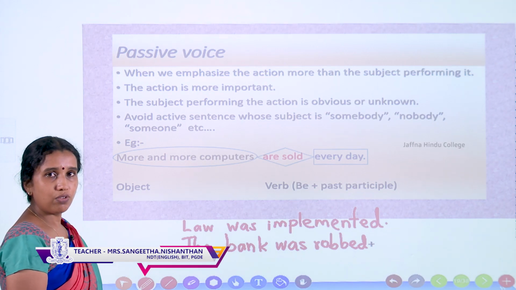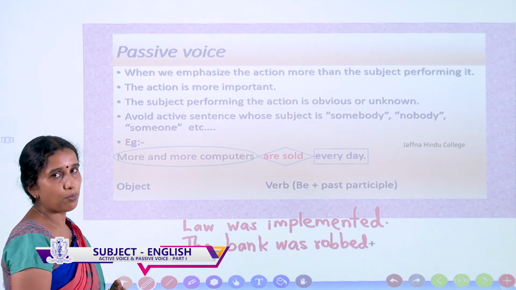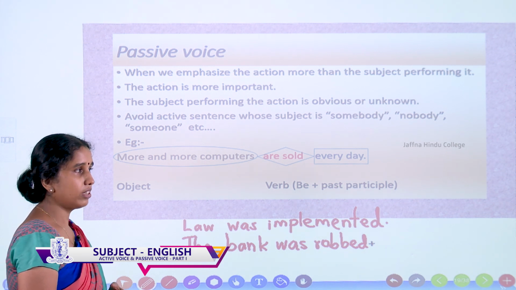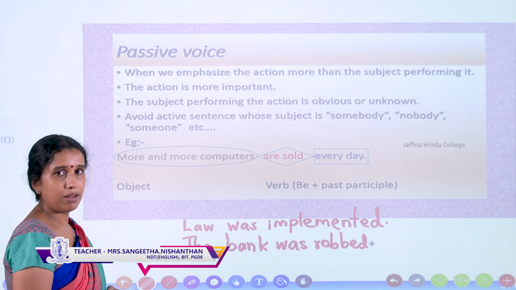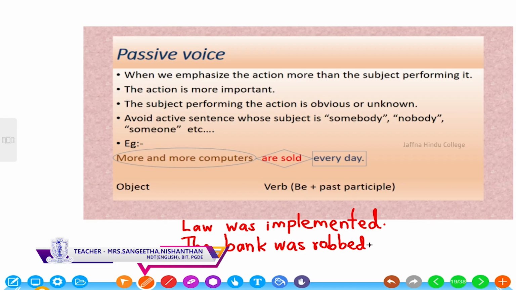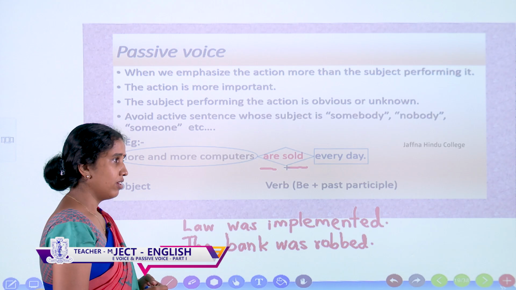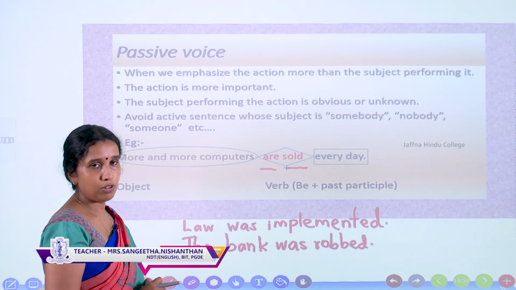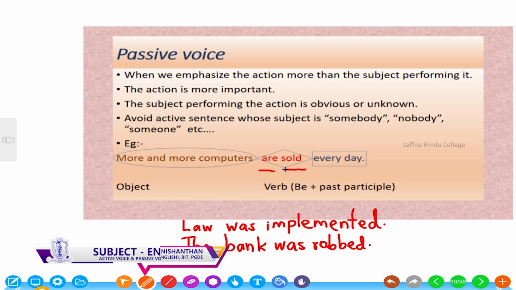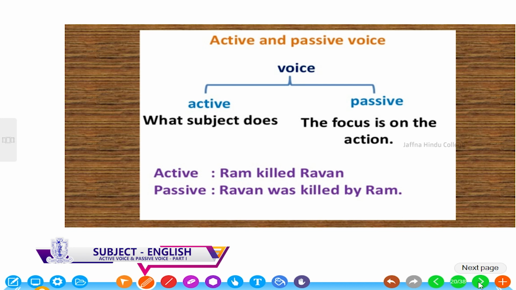When changing the active voice into passive voice, what is the change made? The important thing we should notice is the be verb plus past participle. We should add a be verb and a past participle of the main verb of the active sentence. So, the be verb is important and the past participle is the other one. Here is another difference, the active and passive.